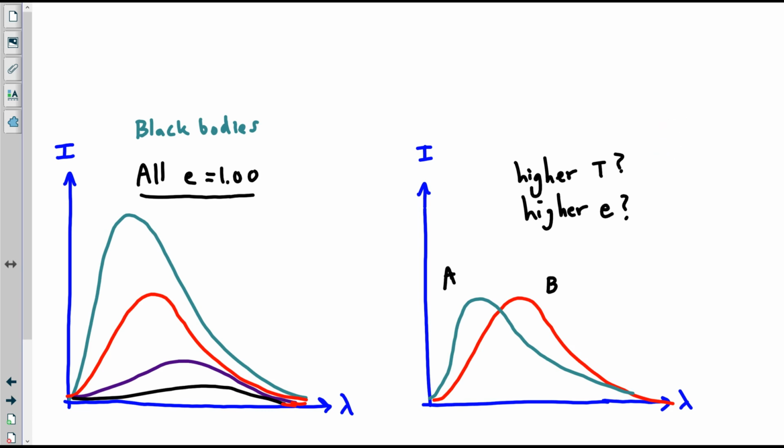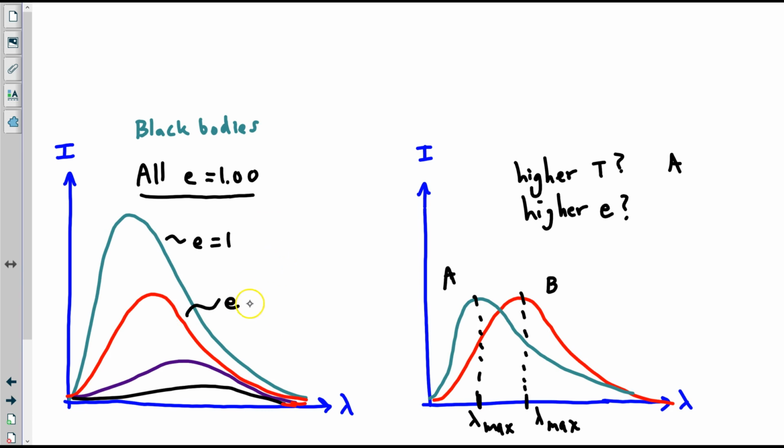The answer is that A has a higher temperature because its peak wavelength is smaller. A has a smaller lambda max, so A has a higher temperature. But which one has a higher emissivity? Compare back to the left side. This is what it looks like for the green curve to have emissivity of 1.